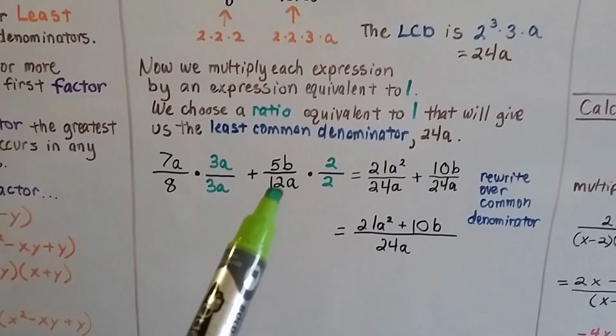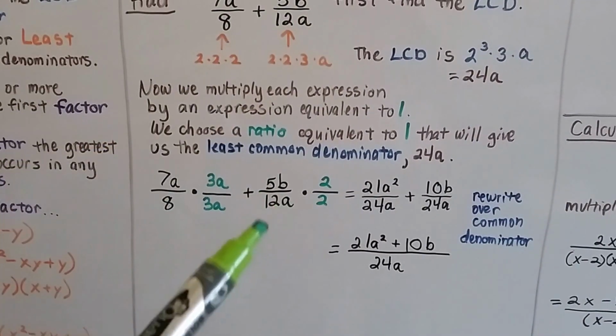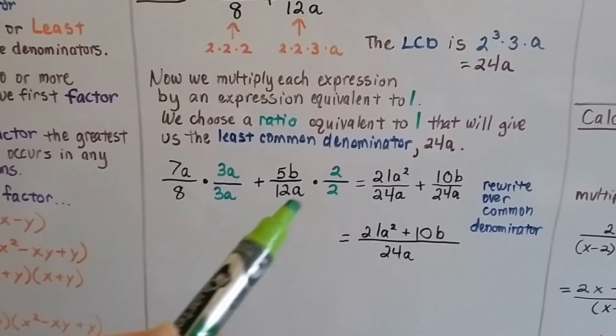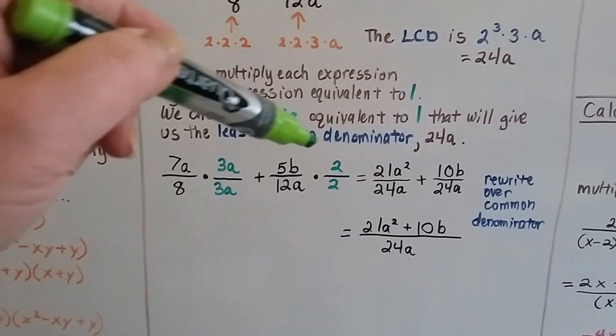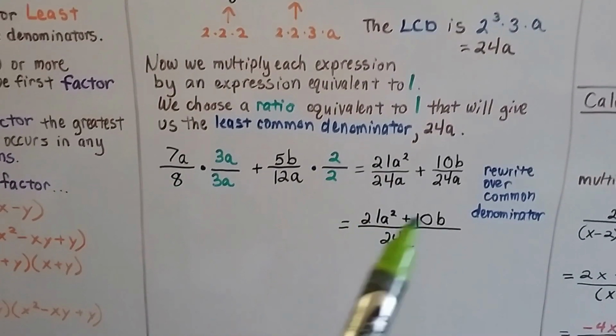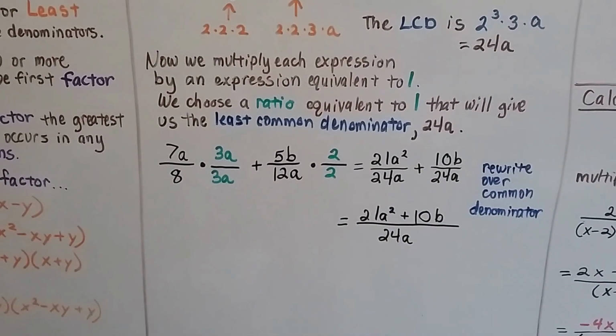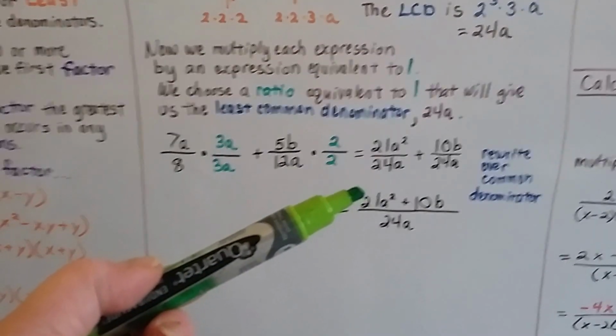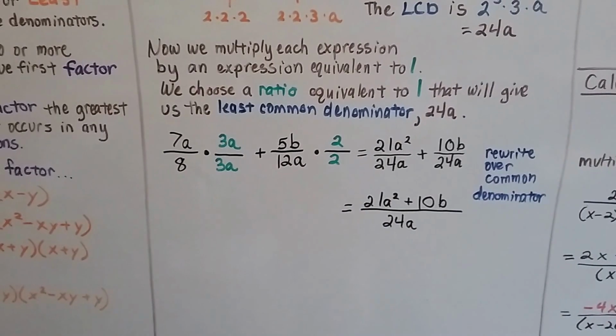Now we're adding this one. See, this is the second one. What can we multiply this 12a by to get 24a? We can multiply it by 2. 5b gets jealous. It wants to be multiplied by 2. That's our ratio of 1, and we get 10b over 24a. Now we just rewrite it over a common denominator. We've got 21a squared plus 10b over 24a.